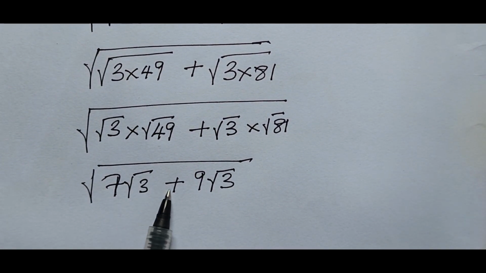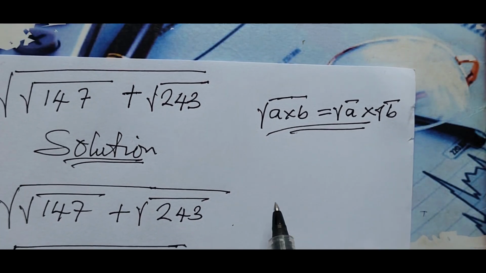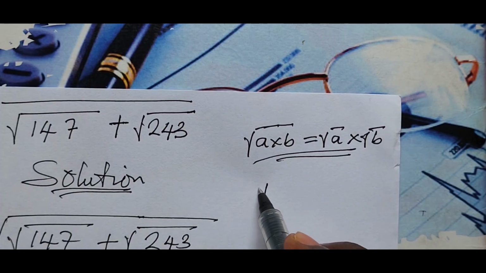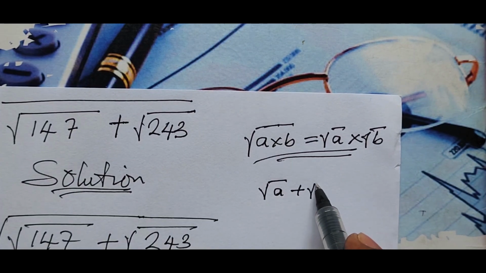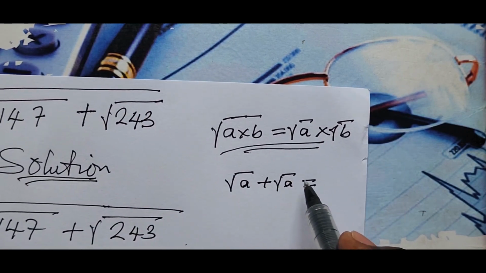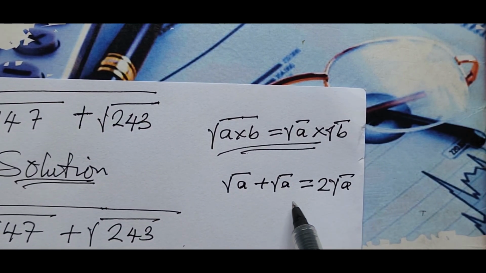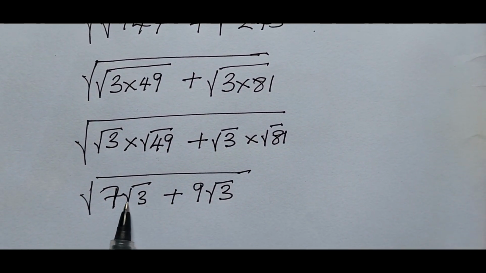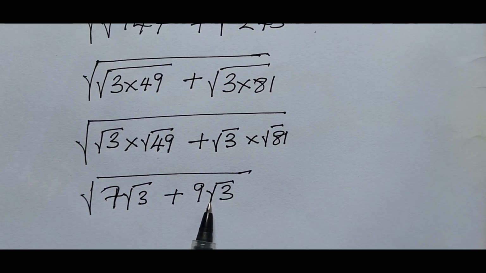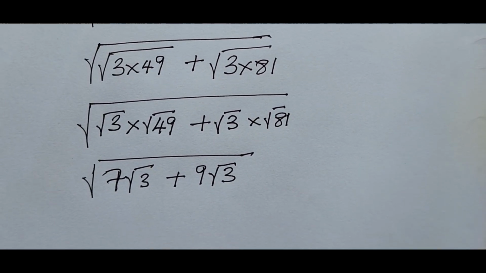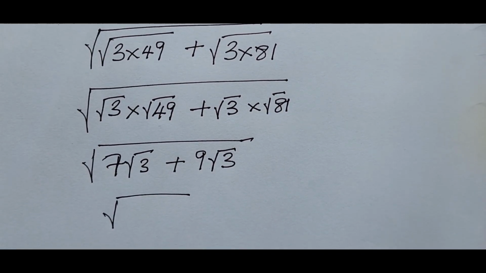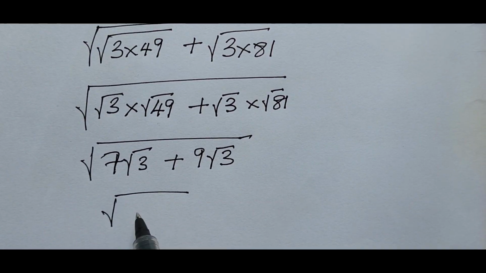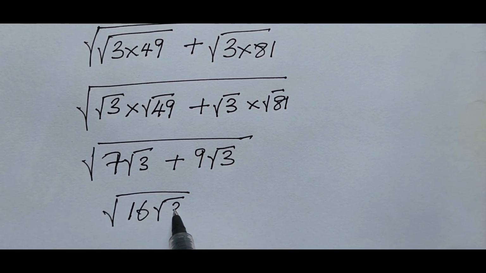So check out what we have here now. If we go to the rules of surds again, if you have root a plus root a, this is equal to 2 root a. So long as we're having the same quantity here and here, and the radical is a square root in both, we can add everything together. So we have 7 root 3 plus 9 root 3, and that will give us 16 root 3.